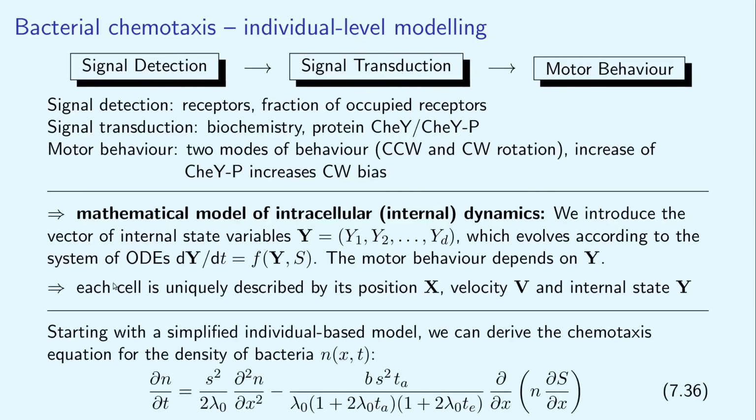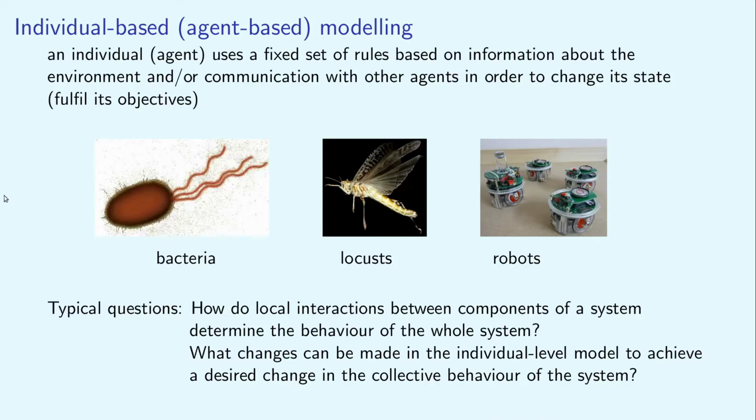In the lecture notes, there is a discussion of a relatively simple and analytically tractable model of internal dynamics, for which it is possible to derive the chemotaxis equation for the density of bacteria. Considering more complicated models of internal dynamics, computer simulations will be the method of choice. Such computer-based individual-based modeling is an example of agent-based modeling, which is used in many different application areas. An individual agent uses a fixed set of rules based on information about the environment or communication with other agents in order to change its state and fulfill its objectives.